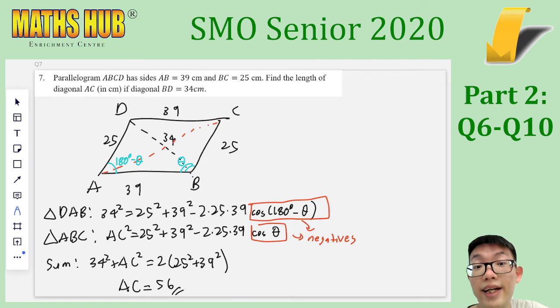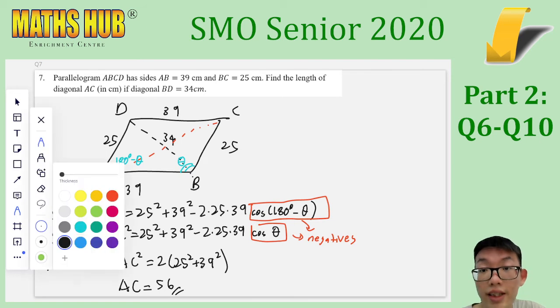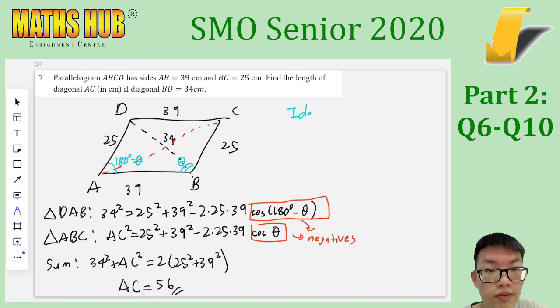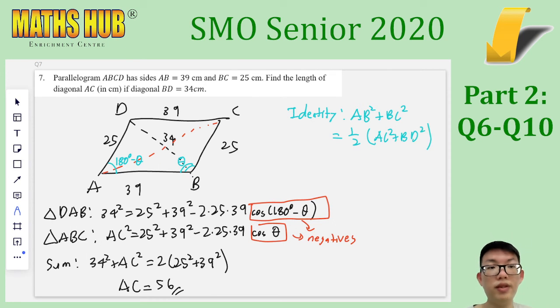So this is actually an identity that holds for any parallelogram. Let me write it down at the top. Since all of the things that we've written here are actually arbitrary, it's true that AB squared plus BC squared will be half of AC squared plus BD squared. And one way you can show this is using the cosine rule.